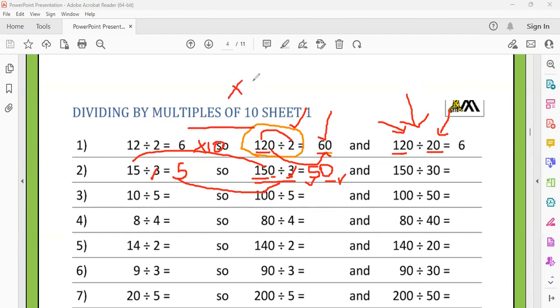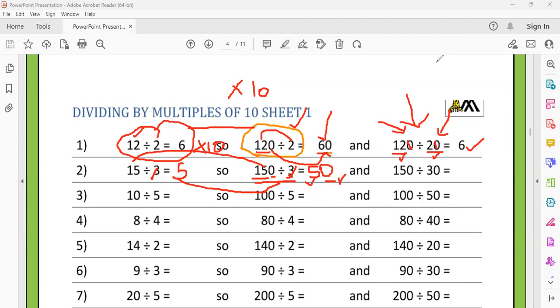They have also been multiplied by 10. In other words, 12 times 10 became 120. 2 times 10 also became 20. So when you have such a situation, guys, cut the 0 from both numbers. And you are going to end up with the original question of 12 divided by 2, answer 6.